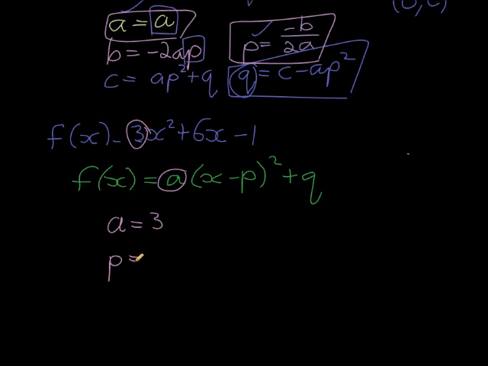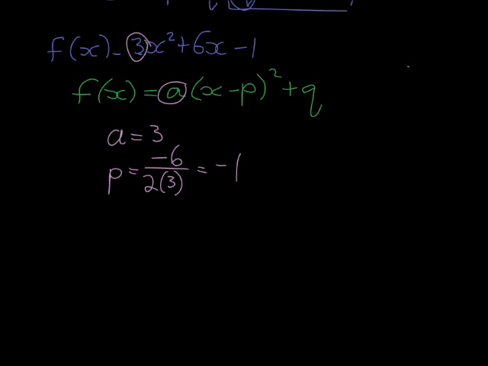p is equal to negative b over 2a, which is negative 6 over 2 times a, and 2 times a is 6. So negative 6 over 6 gives me negative 1. Now we're not going to use that complicated formula to find the value for q, because q is the last of the parameters.